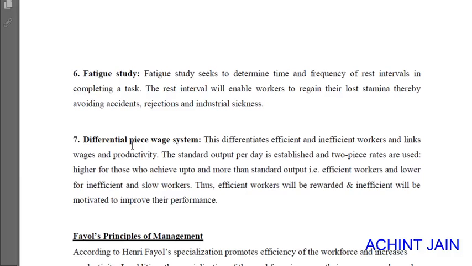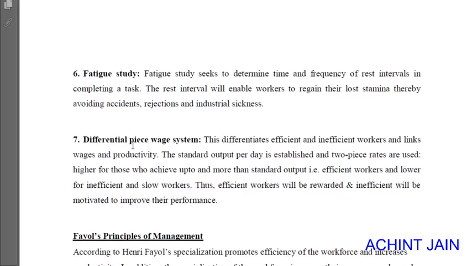The basic purpose of fixing two rates is to differentiate efficient and inefficient workers and to suitably reward the efficient workers. For example, suppose the standard task is fixed at 10 units and the rates fixed are rupees 50 per unit for workers who produce 10 units or more, and rupees 40 per unit for workers who produce less than 10 units.